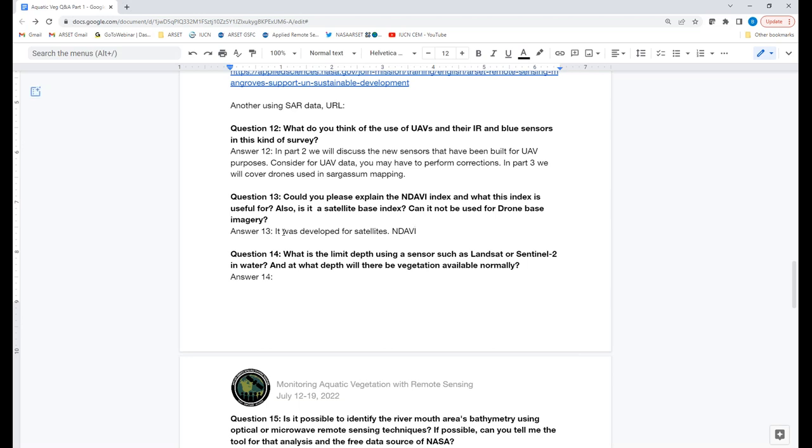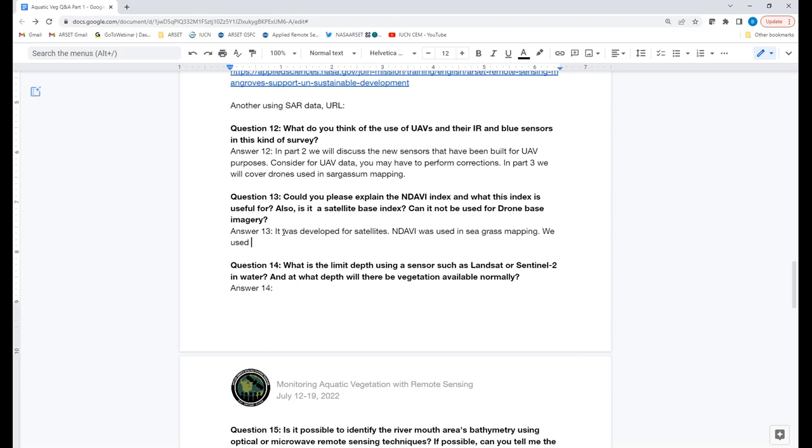That we use, as I mentioned, in a recent NASA developed project, of which I'm one of the science advisors. In this case, the reason why we used the NDAVI was because these seagrasses were in very, very shallow areas, even exposed to the water surface. So there was not necessarily the problem of using the NIR, the near infrared band, for analysis, which is heavily affected by the water itself.